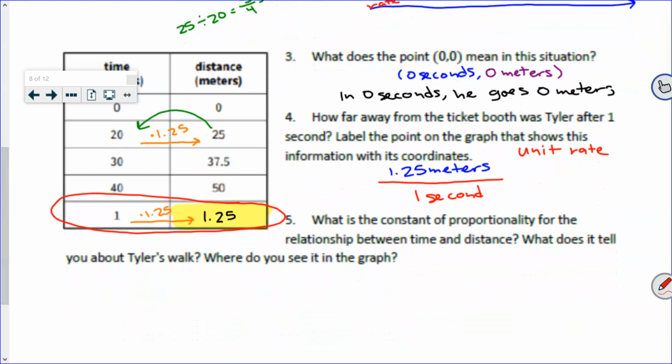Number 5 says, what is the constant of proportionality for the relationship between time and distance? We had to find that out in order to answer this question. So that's easy to say that the COP, the constant of proportionality, is 1.25. But what does it tell us about Tyler's walk? Can you see that 1.25 in the graph? Sam?